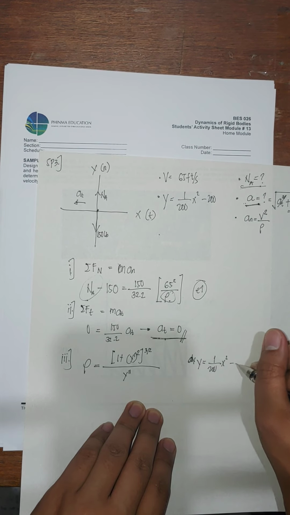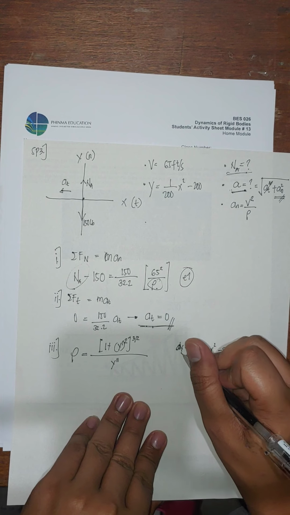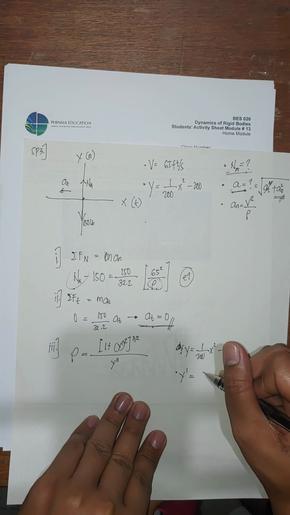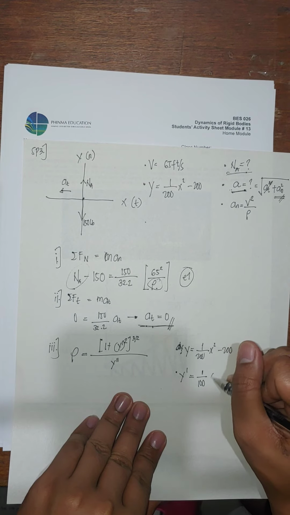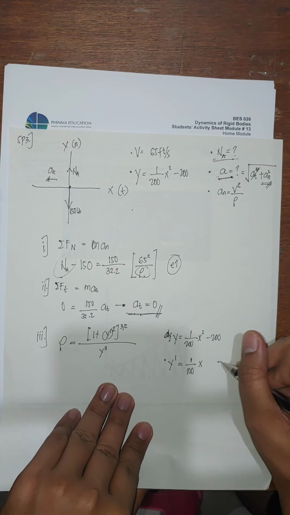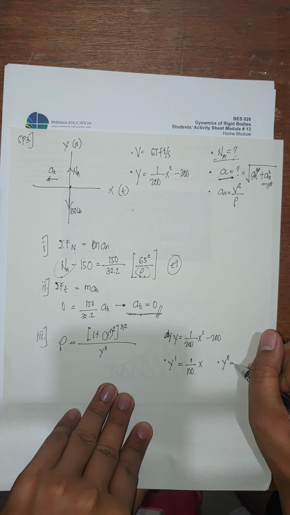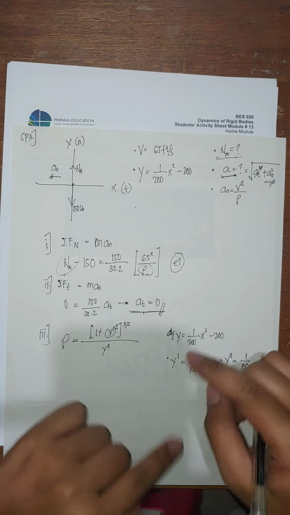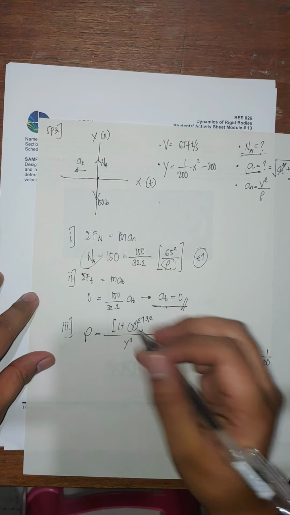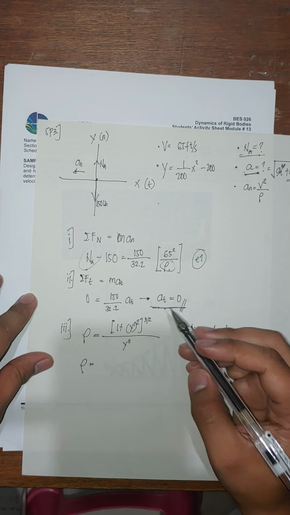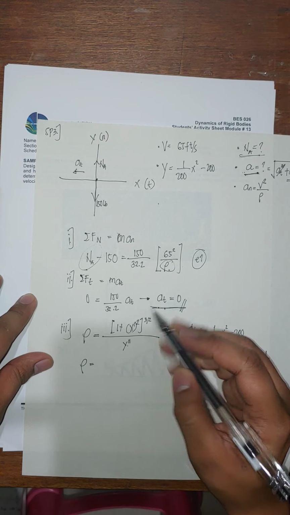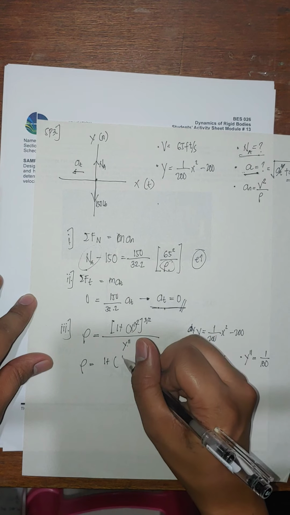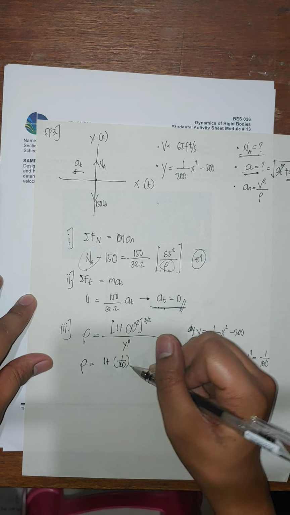x squared minus 200, diba? So our first derivative y prime is just equal to 1 over 100 times x. Then our second derivative y double prime is just equal to 1 over 100. Substituting these values into this equation, we can already get our radius of curvature because we have the two unknowns. So that is 1 plus the first derivative, that is 1 over 100 times x.